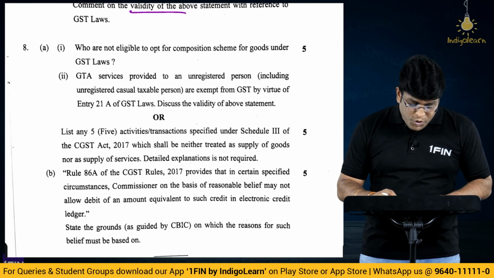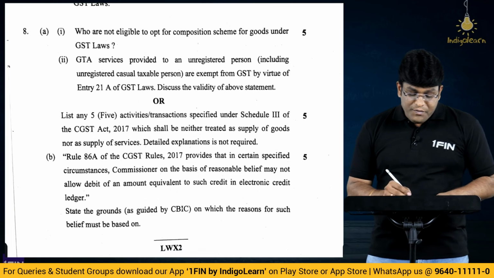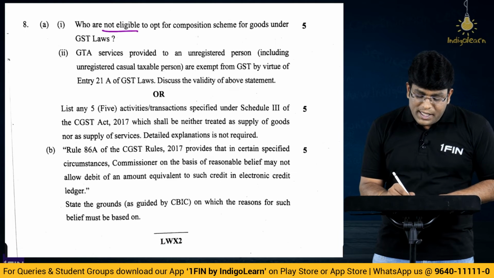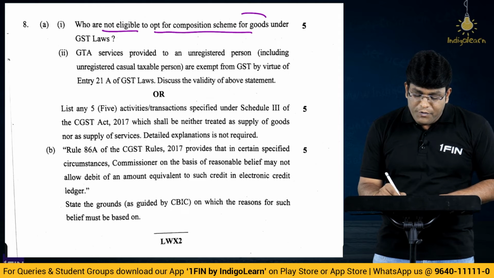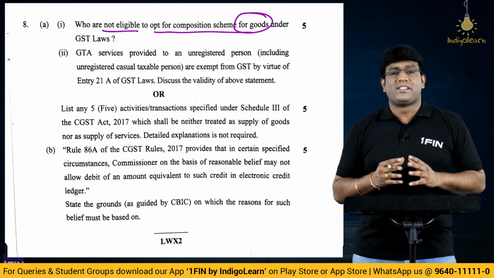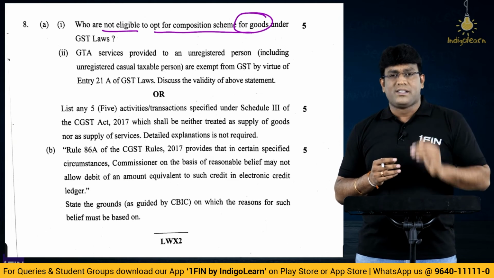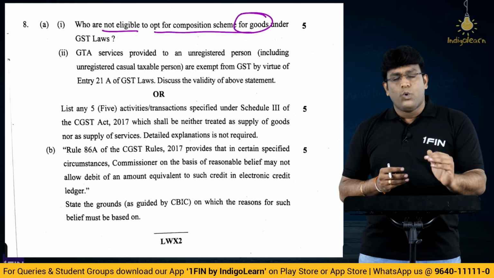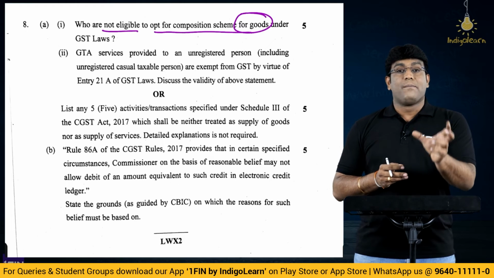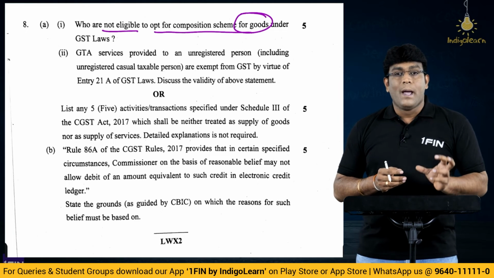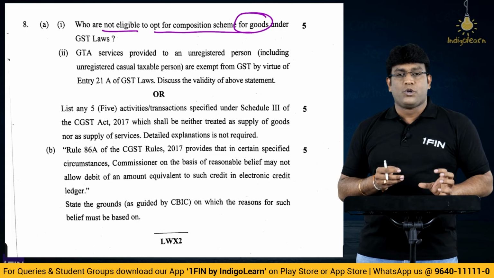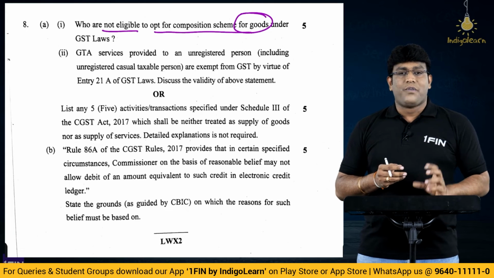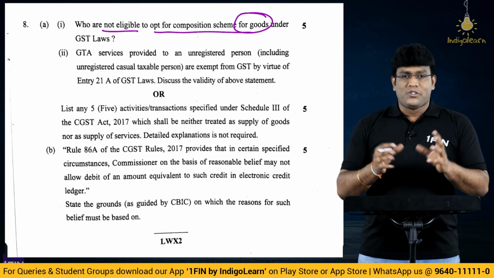Finally, the last question, question number 8, my dear friends, where they asked who are not eligible to opt for composition scheme for goods. We know that a person engaged in interstate taxable supply of goods, person dealing in exempt supply, person supplying goods through e-commerce operator, and manufacturer of notified goods: pan masala, tobacco substitutes, ice cream, edible ice, fly ash, bricks of fossil meals.